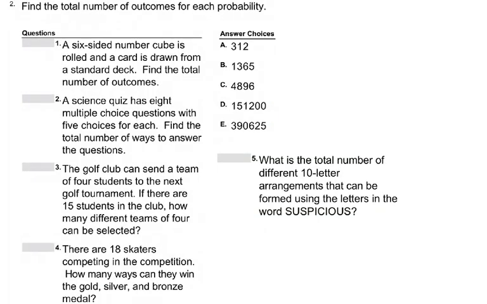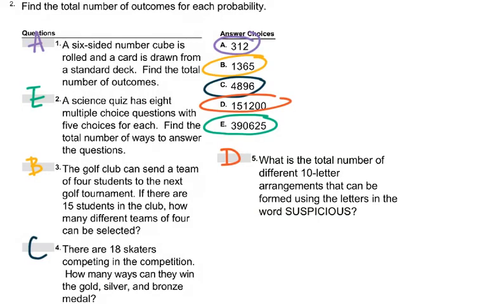Alright, so let's look at this one, number 2. Okay, so here are your answers. It's color-coded for you. Now I'm going to go over each one. Number 1, a 6-sided number cube is rolled, and a card is drawn from a standard deck. Find the total number of outcomes. So when you're talking about a cube rolling, there's 6 possibilities, and then a standard deck of cards has 52. Those are 2 events, that's why they're being multiplied. And when I multiply those together, I get 312, just like I should.